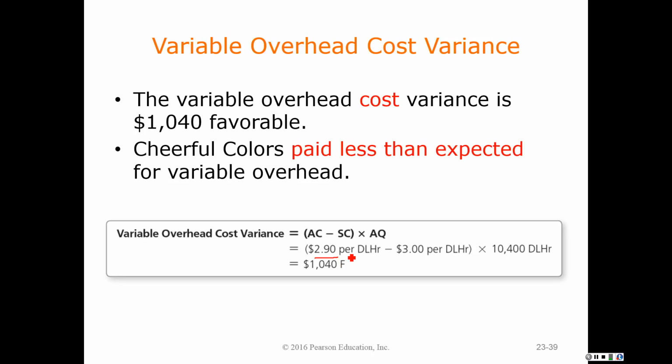And we multiply that times the number of direct labor hours that we actually worked, and that's the difference. This is our variance, a $1,040 favorable variance. So we actually spent less than expected here. Now, this is our cost variance.